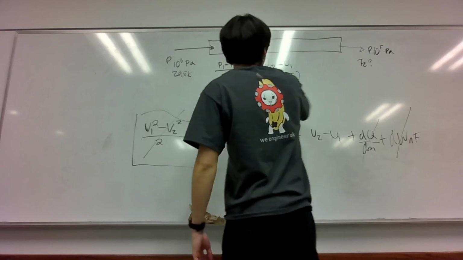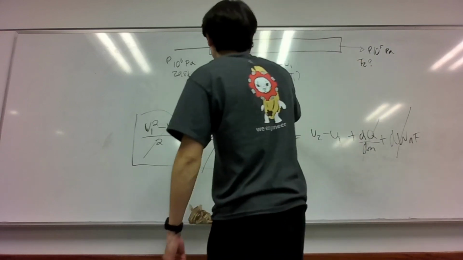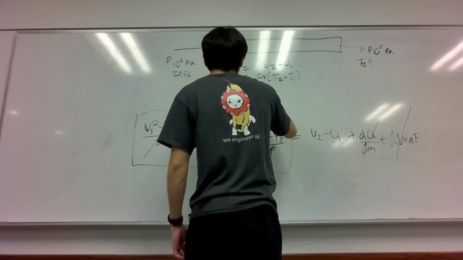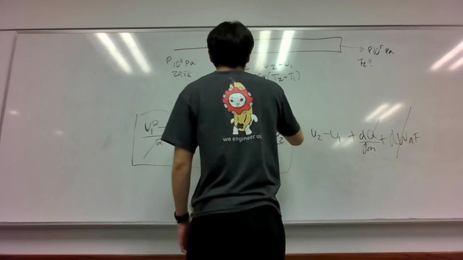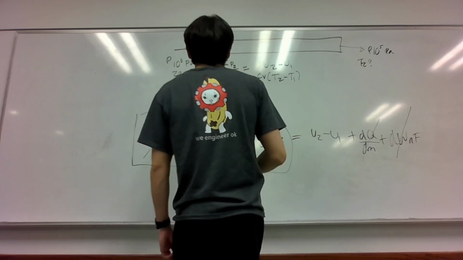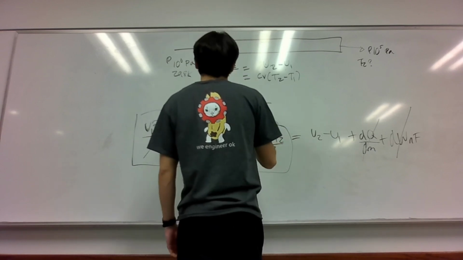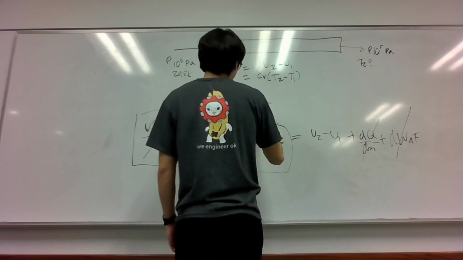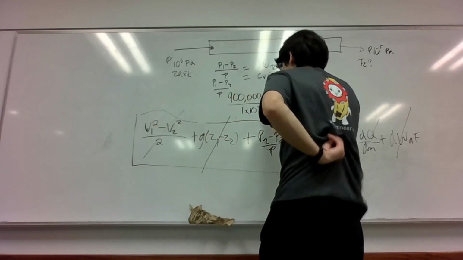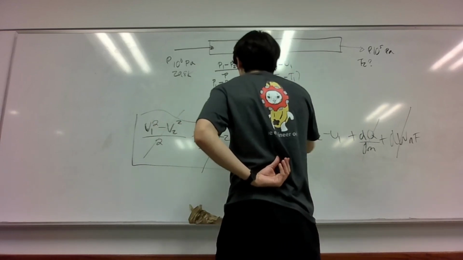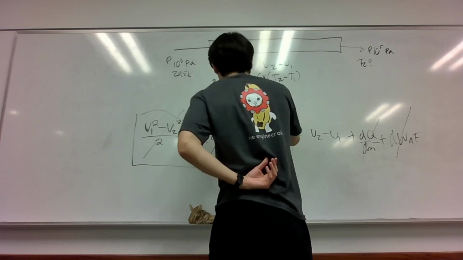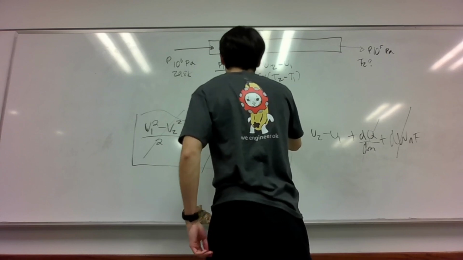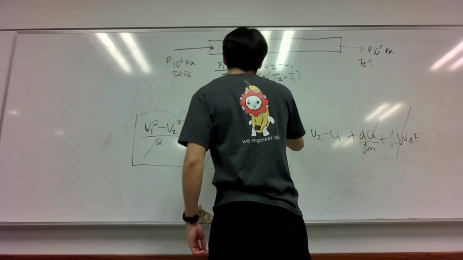So P1 minus P2 is going to give us a value of 900,000 over density. Density is going to be 1 kilogram per cubic liter. Or per, no, sorry, it should be 1,000 kilograms per liter.